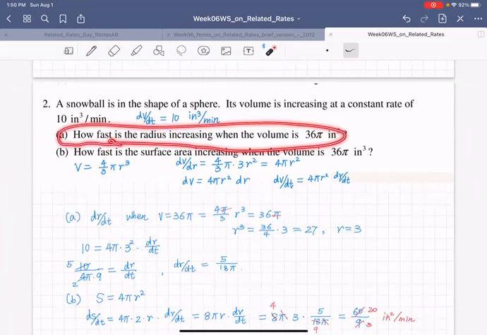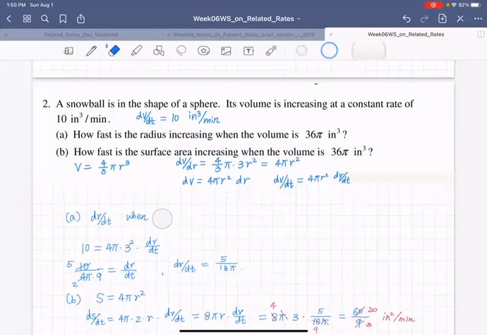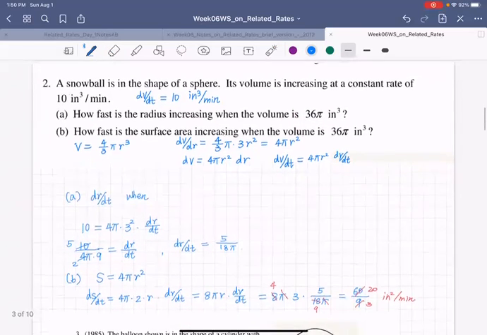Read this guy here. How fast is the radius increasing when the volume is 36 pi inch cubed? Okay, so we want to get this value, and we know this value. As long as we can know the r, we can get here. But this is not the r, so what can we do? That's the volume. So you can solve it, right? What's the equation?